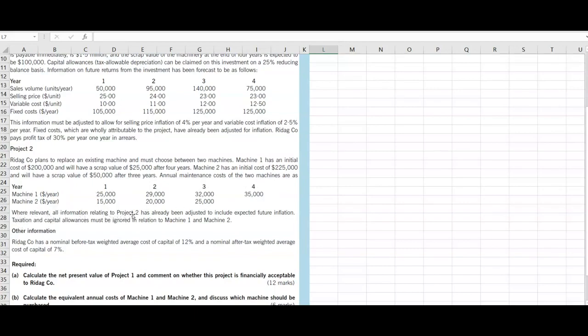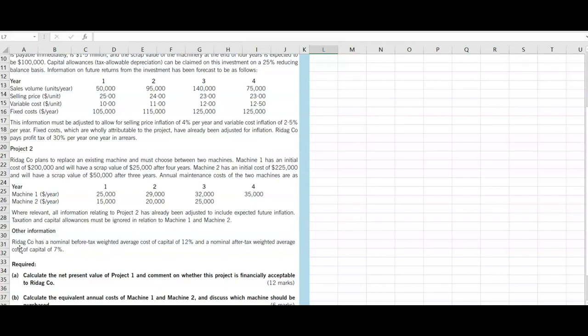Where relevant, all information relating to project 2 has already been adjusted to include expected future inflation. So all future inflation numbers have been done, so we don't need to do anything with this. Taxation and capital allowances must be ignored in relation to machine 1 and machine 2. So there's no taxation or tax allowable depreciation benefit to be calculated.